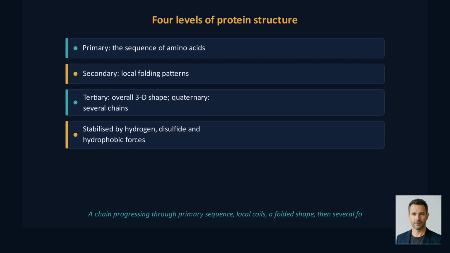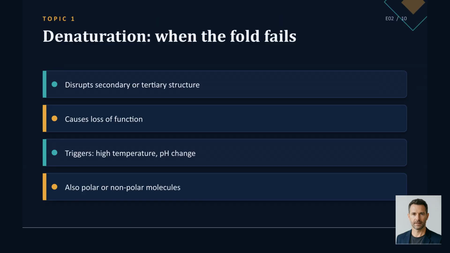Holding all of this together are a few key forces: hydrogen bonding, disulfide bonds, and hydrophobic interactions, each helping lock the shape in place. The headline is this: the sequence determines the fold, and the fold determines the function. Shape is not decoration in biology, shape is the job. If shape is the job, then losing shape means losing the job, and that is denaturation.